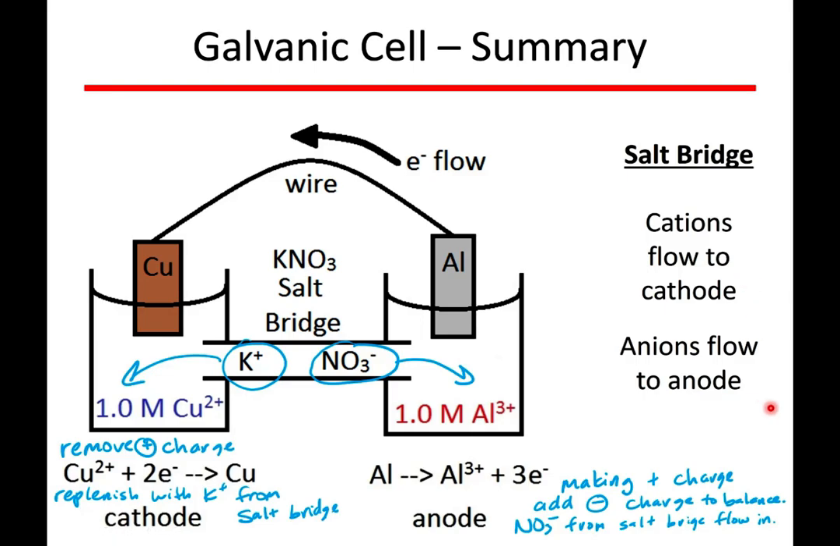And it's a little easier to remember when you see it this way, right? Because these terms both start with the same letters. So cations to the cathode, anions to the anode. And actually, this is where we get the words cation and anion from.